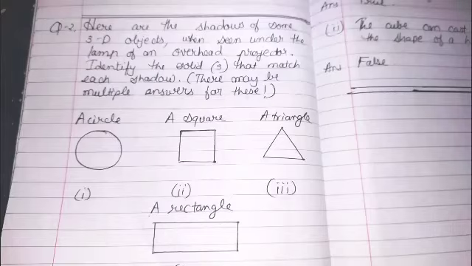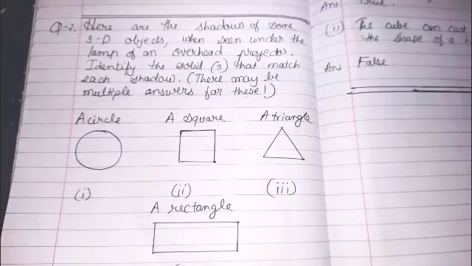Now let us start the next question. Here are the shadows of some 3D objects when seen under the lamp of an overhead projector. Identify the solid that matches each shadow. There may be multiple answers for this. Now the first shape given is a circle, then a square, then a triangle, then a rectangle.